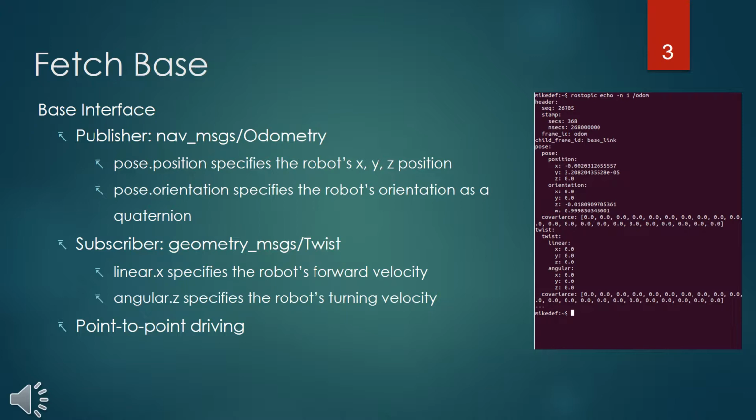The base also subscribes to a twist message. The twist message is composed of a linear and angular array of 3 vectors each. The linear X vector is used to command the robot's forward velocity in meters per second, while the angular Z vector commands the rotation of the base about its center in radians per second. The other vectors are ignored.